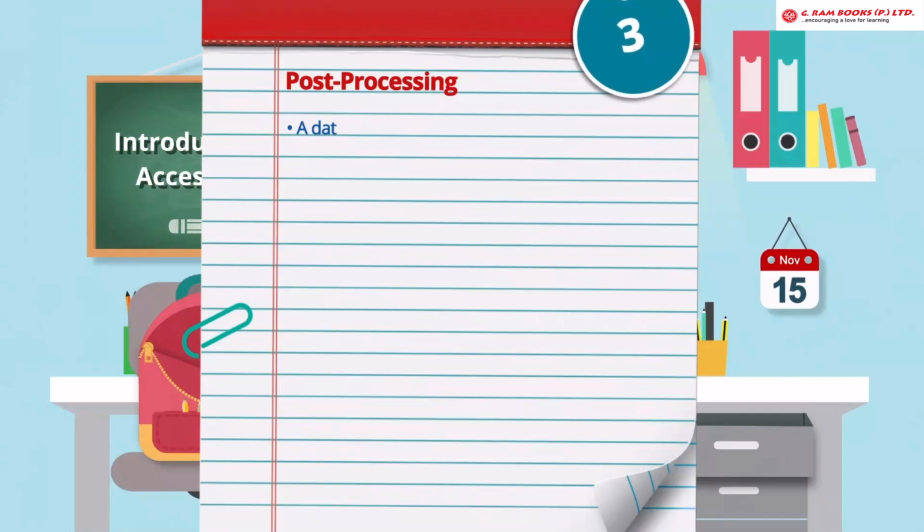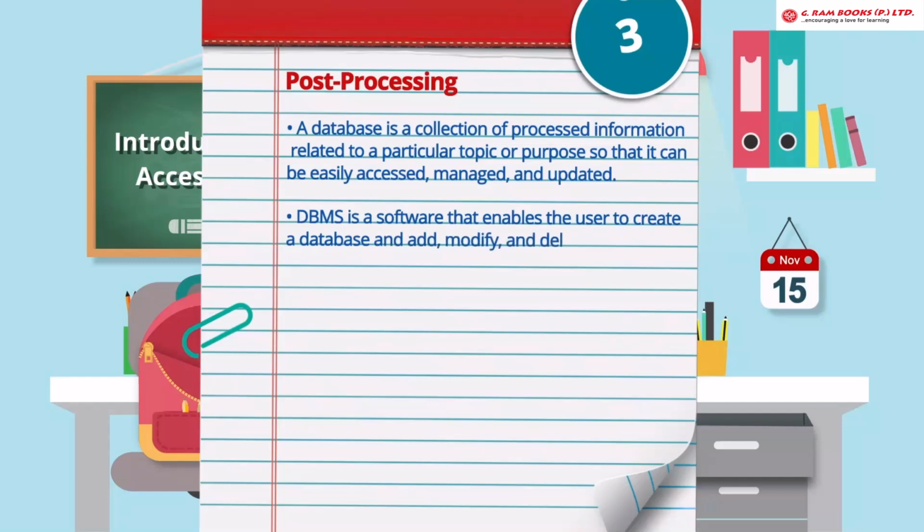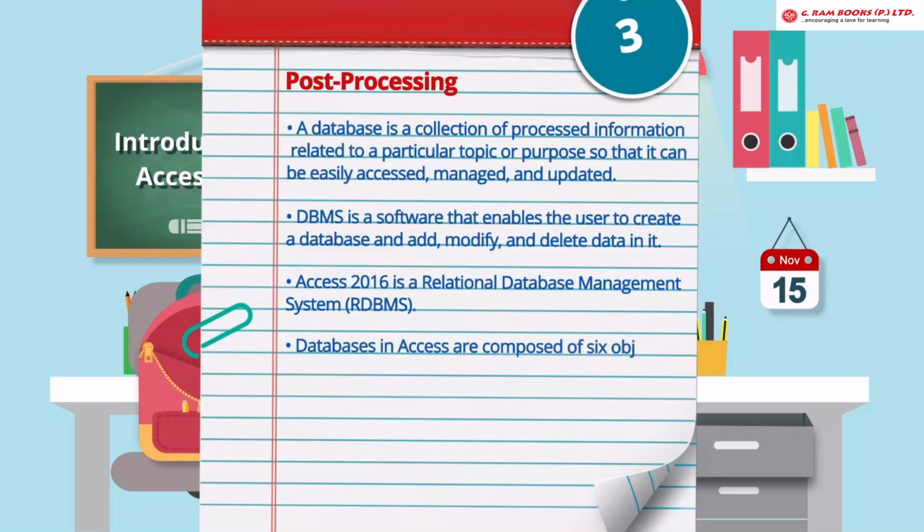Post-processing. A database is a collection of processed information related to a particular topic or purpose so that it can be easily accessed, managed, and updated. DBMS is a software that enables the user to create a database and add, modify, and delete data in it. Access 2016 is a relational database management system, RDBMS. Databases in Access are composed of 6 objects: tables, forms, queries, reports, macros, and modules.